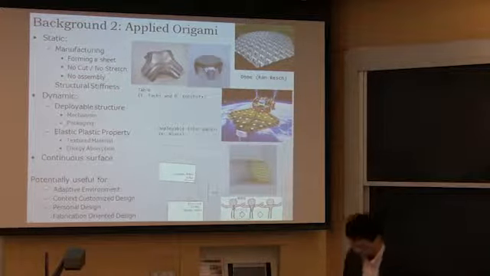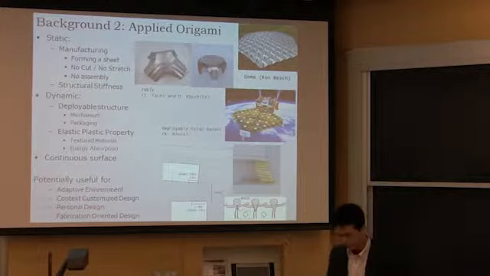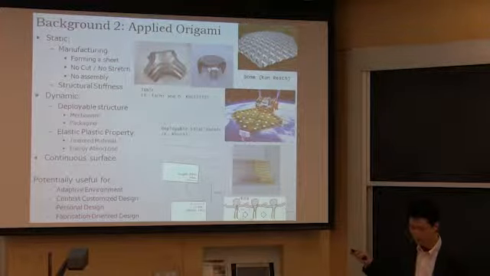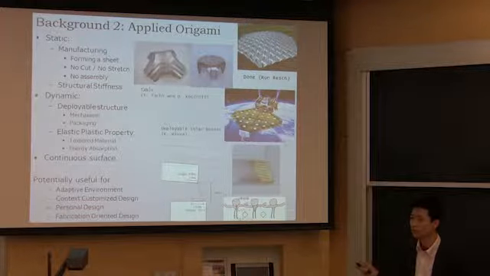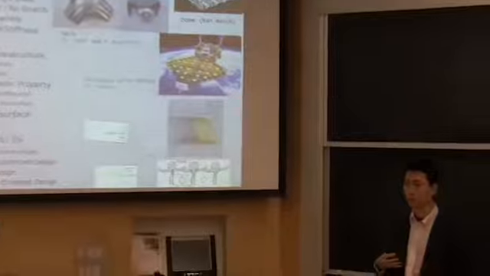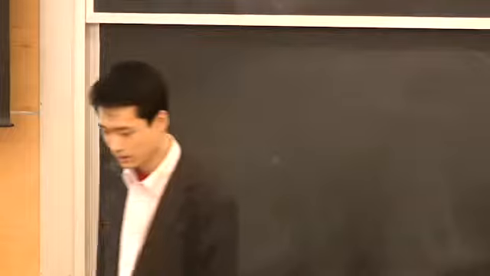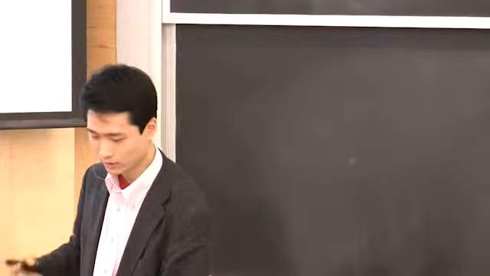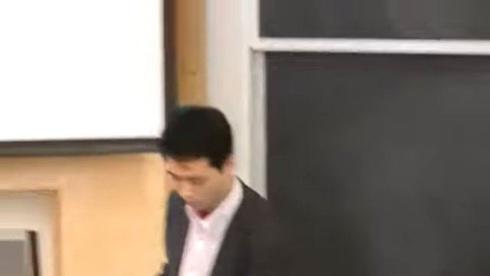of the transformation. So this makes origami potentially useful for adaptive environments, which include context customized design or personal design, so that you can make origami structures customized to your body or customized to the design context. And you can, of course, do fabrication-oriented design, so that you can efficiently use the material to build the 3D structure that you want.